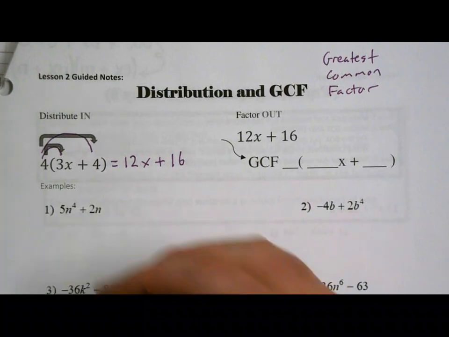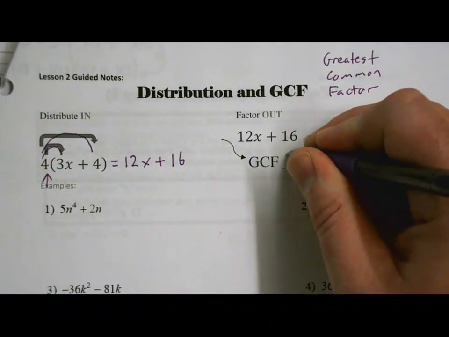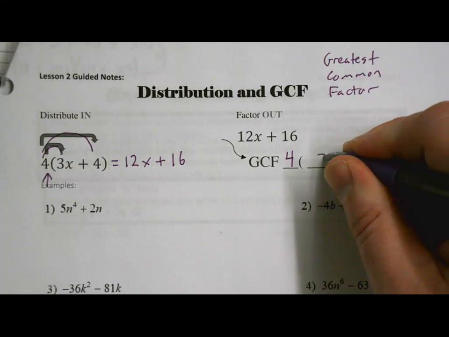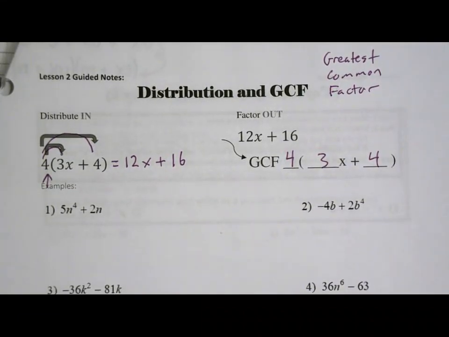All right, in a distribution problem, that is this 4 here. In a factoring problem, it's also going to be a 4. And inside here, we would have 3x plus 4. So it's the same thing that we've done, it's just in reverse. It's kind of like I'm giving you the answer to a distribution problem, and you have to write the question.